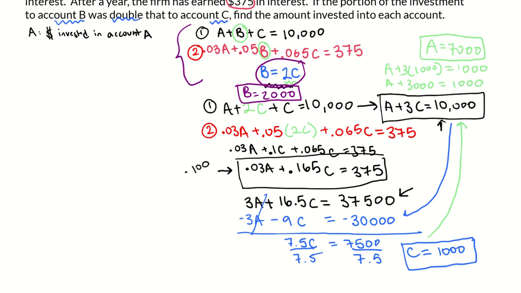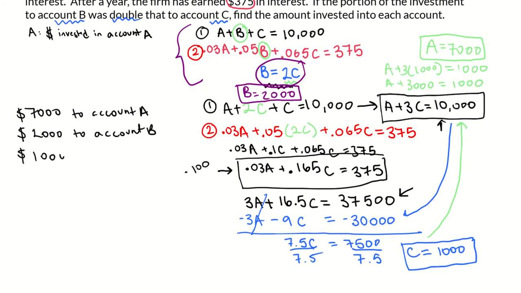So what that means is that 7,000 was invested to account A, and 2,000 was invested to account B, and 1,000 was invested to account C. So this method of solving really wasn't one method in particular. It was a combination of elimination and substitution and manipulating the equations in order to get these 3 results.